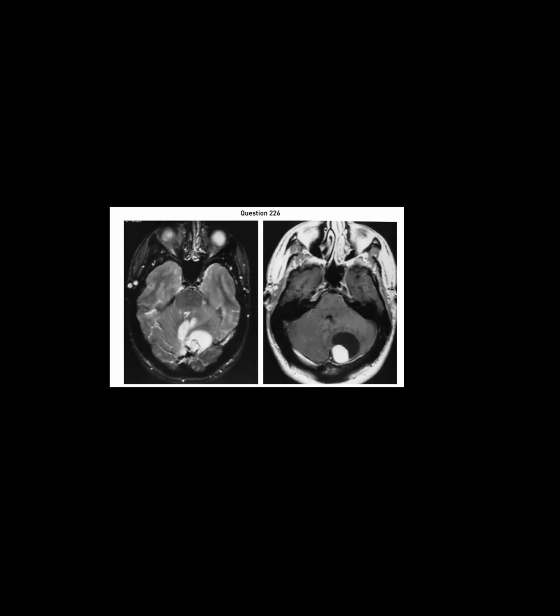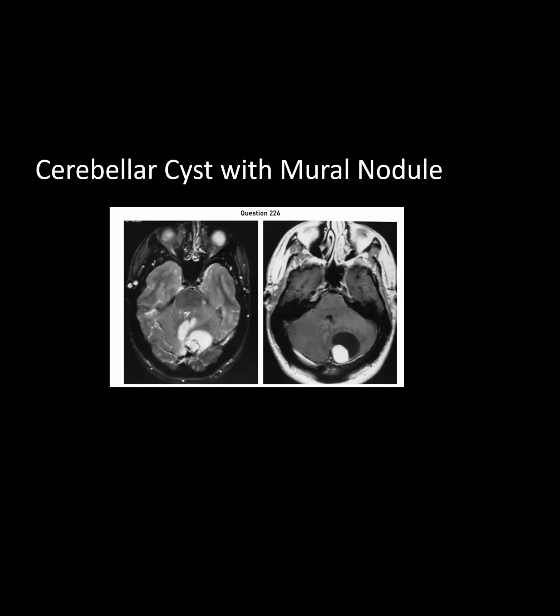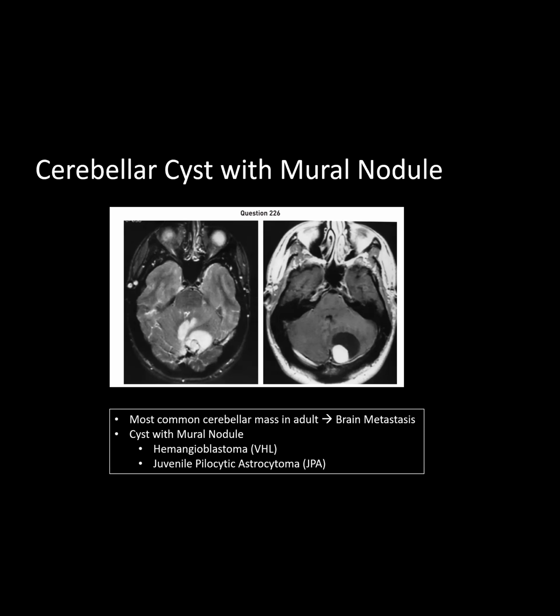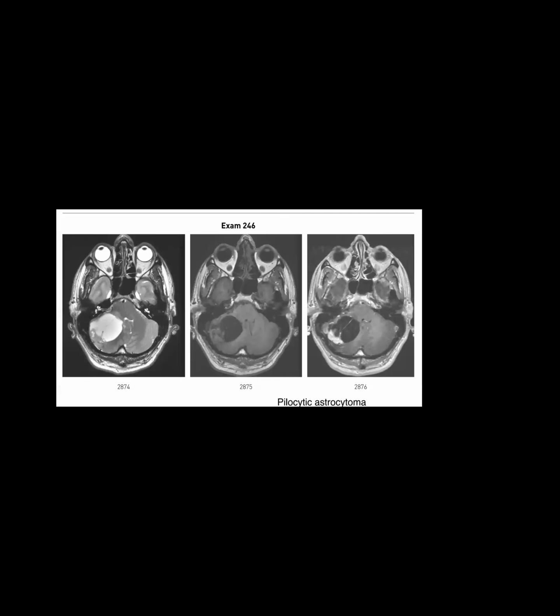Do you know what adult tumor can give you this appearance? I would think of hemangioblastoma, pilocytic astrocytoma in pediatrics. Right. So cerebellar cyst with a mural nodule, this has been shown twice in the past couple of years. The most common cerebellar mass in adults can be a brain met. However, if you see a cyst with a mural nodule and it's a primary tumor, for an adult, think of hemangioblastoma, which has a high association with von Hippel-Lindau. And if you see it in a child, think of JPA.